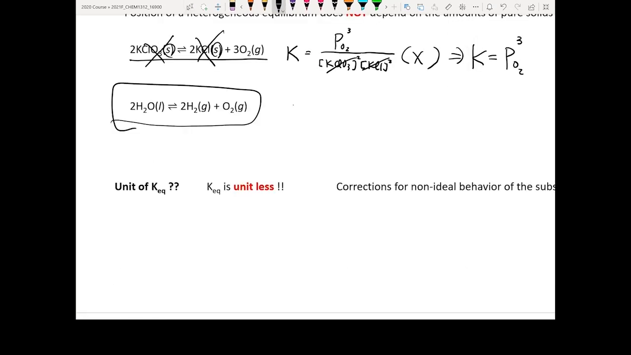How about this one? The K should be what? Should I actually include in this term? You should not. Should I include in this term? Yes. This term? Yes. So the term you should include should be either the gas or solution. So only those things need to be included in your equation. But if it says L or if it says S, which represent your liquid and solid, those terms just cross it out. So you know this case should be PH2 to the second power, PO2 to the first power.